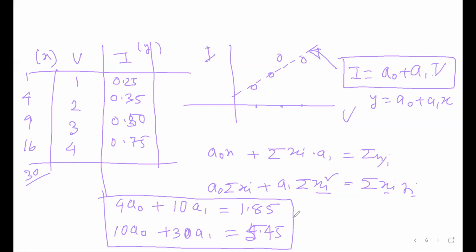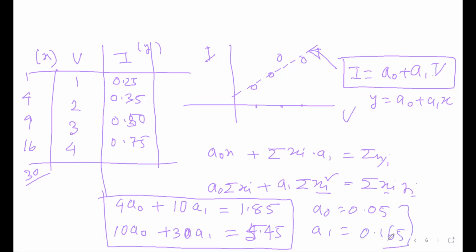Your equations are 4, coefficients are 4, 10, 1.85. The next is 10, 30, 5.45. So your first solution is equal to what? 0.05. First solution is A0 equal to 0.05 and your A1 equal to 0.165.